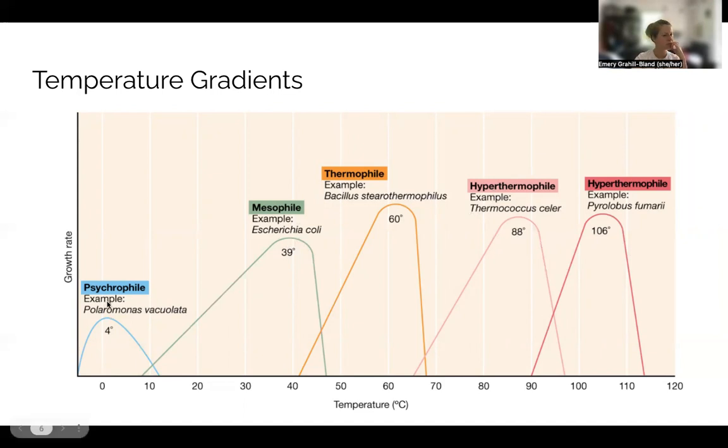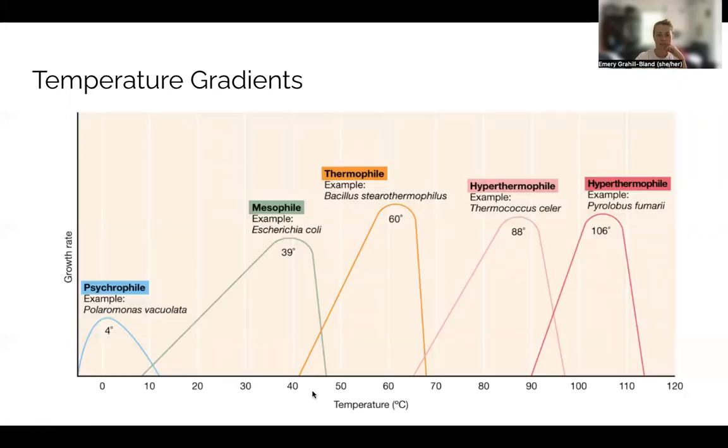Psychrophiles live at extremely cold conditions, and they are happiest around 4 degrees Celsius. Mesophiles, which are generally the ones that will spoil food, like E. coli, live around 40 degrees. Thermophiles like heat, and they live around 60 degrees. And then you get hyperthermophiles that live at 88 degrees and almost 100. So you can really have a broad range of temperatures in which microbes can live.